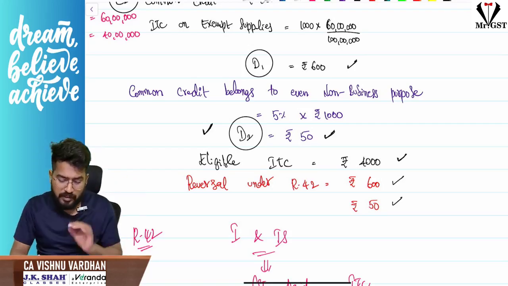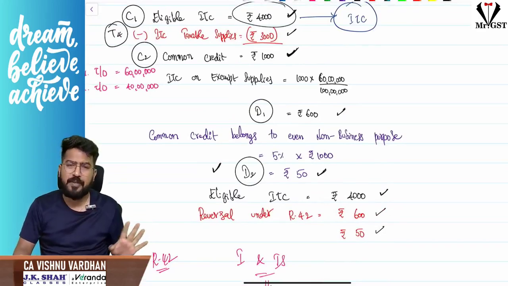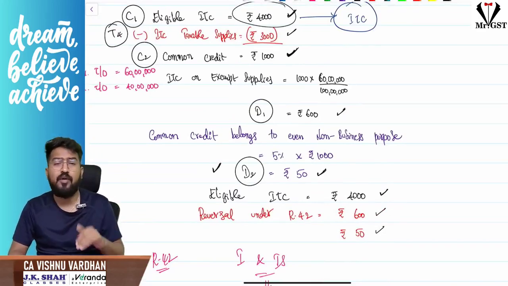That is the concept of Rule 42. Very simple. But understand, conceptually it is very simple. How do you apply this?